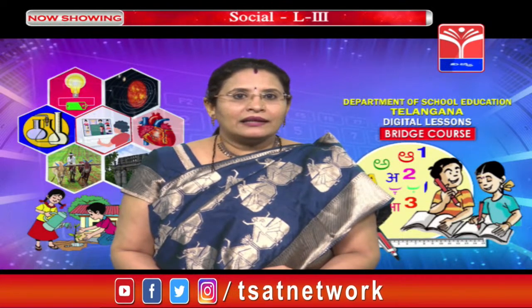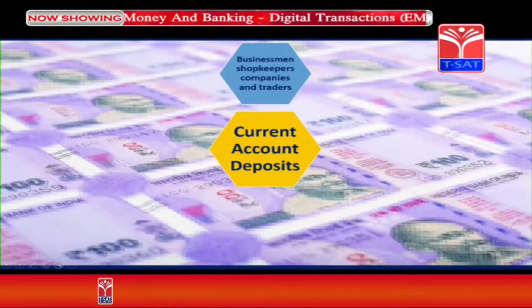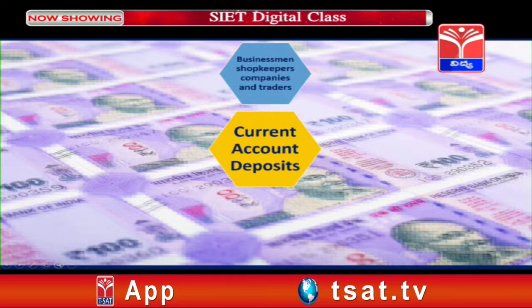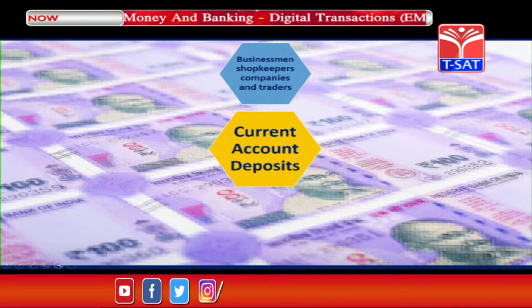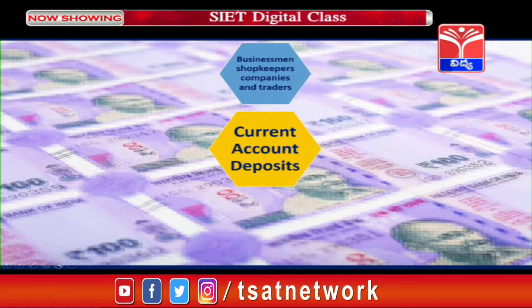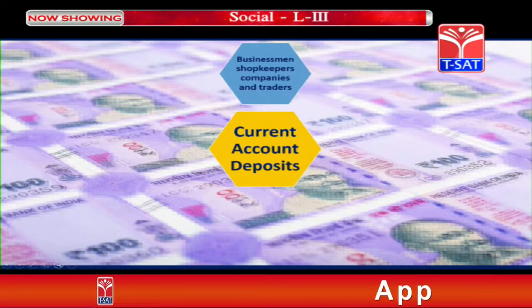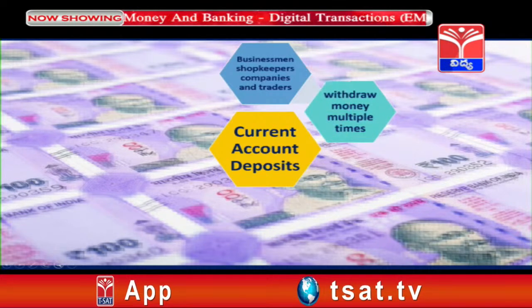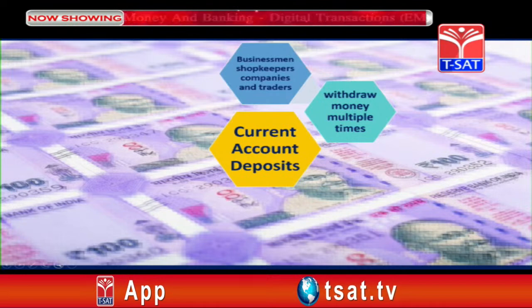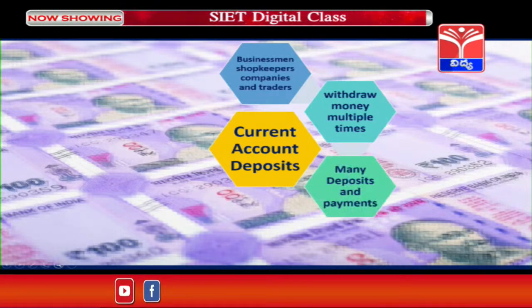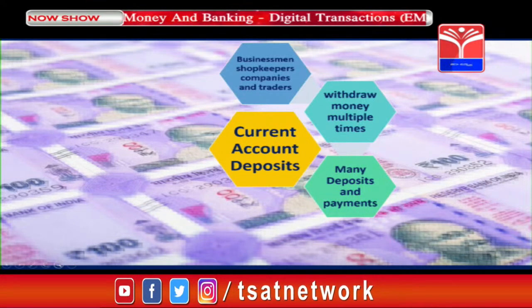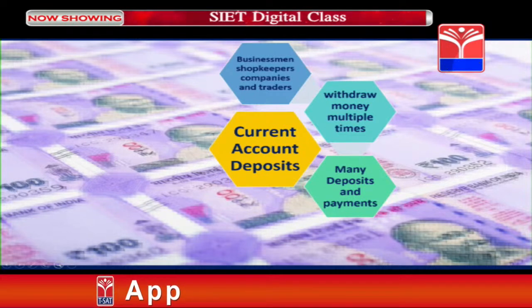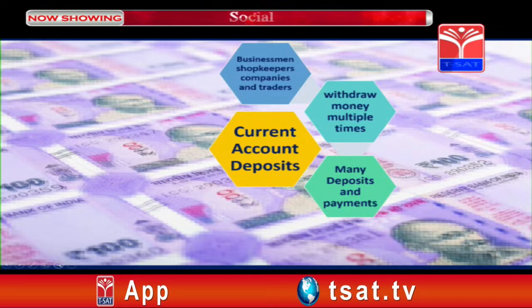Now let us learn about the next account, that is current account deposits. Many businessmen, shopkeepers, companies and traders have a large number of daily transactions, earnings and payments. That means this is mainly maintained by the people who are depositing and withdrawing on an everyday basis, children. They have to withdraw money multiple times to buy goods, to pay the laborers, etc. Similarly, large business offices get money from customers who purchase their goods and services every day, and they pay those who have supplied them various things or done some work for them daily.